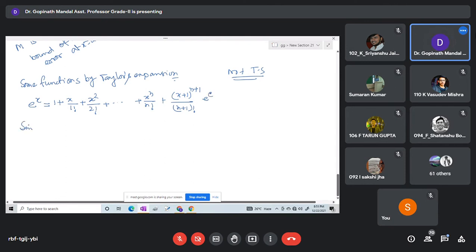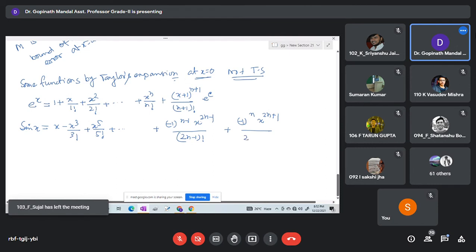For sin x, all the Taylor expansion at x equal to 0: x minus x cube by factorial 3 plus x to the power 5 by factorial 5, and so on, plus minus 1 to the power n minus 1 x to the power 2n minus 1 by factorial 2n minus 1, and the remainder term is x to the power 2n plus 1 by factorial 2n plus 1 into cos of c.